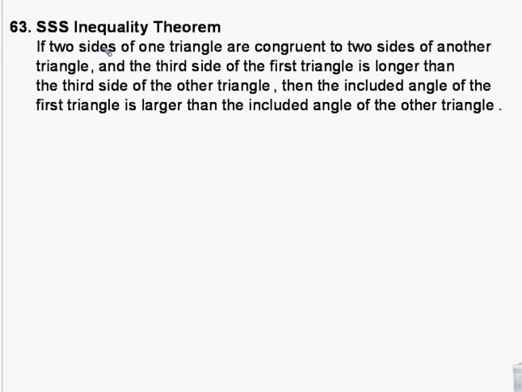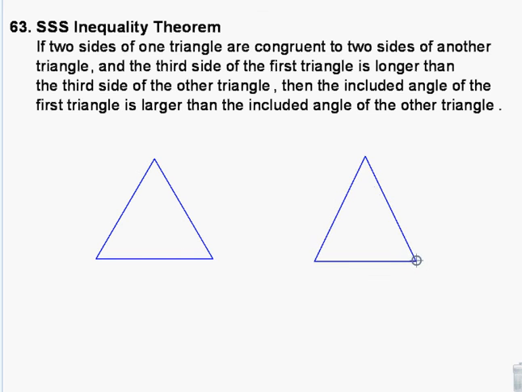Okay, and then we have side, side, side inequalities. So if I have two triangles, and this side is the same as that side, this side is the same as this side, but then A is greater than B, so the third sides are not equal, and this is X and this is Y, X will be bigger than Y. So the angle opposite the larger triangle side will be the larger angle. So far okay?